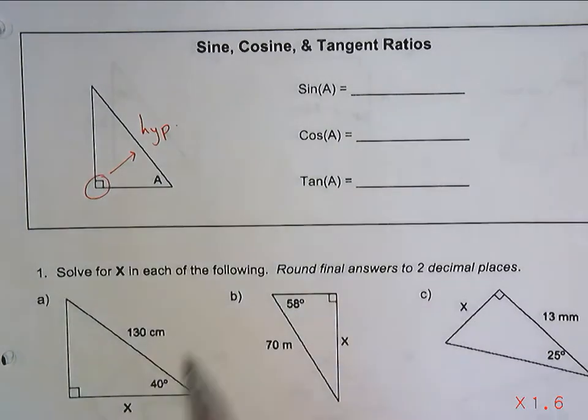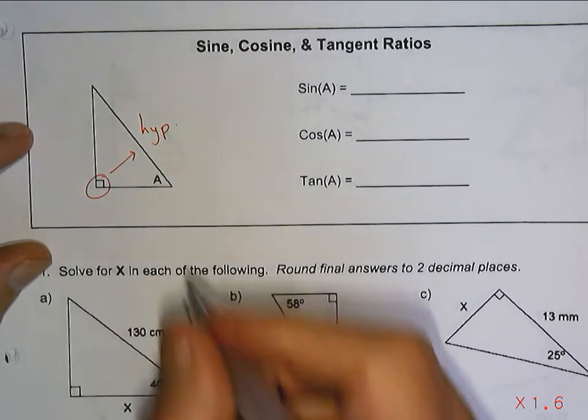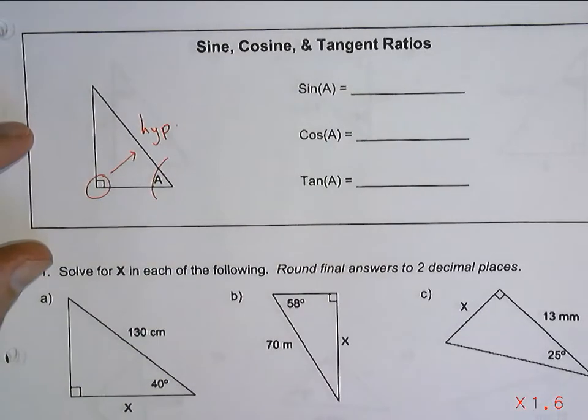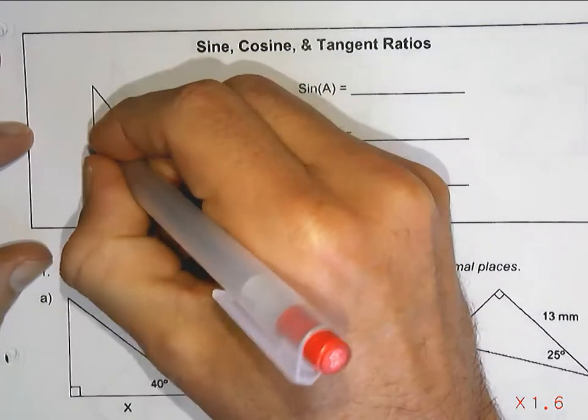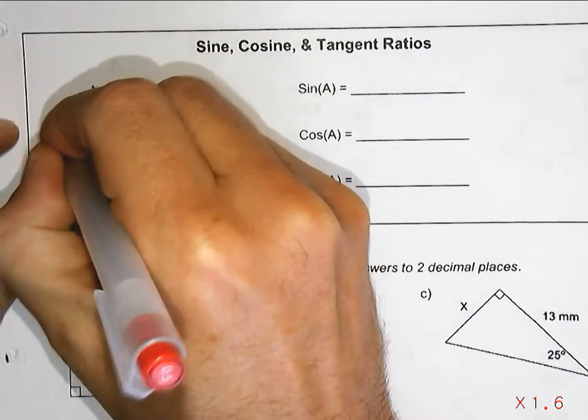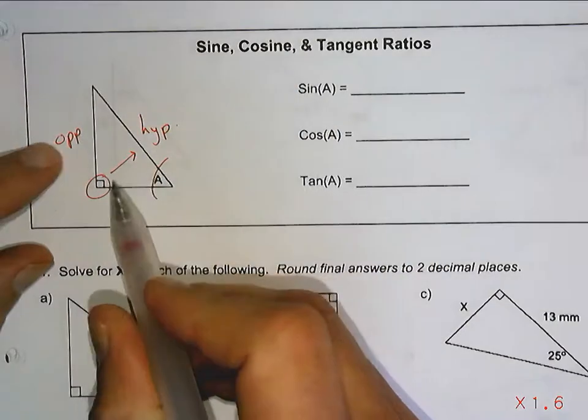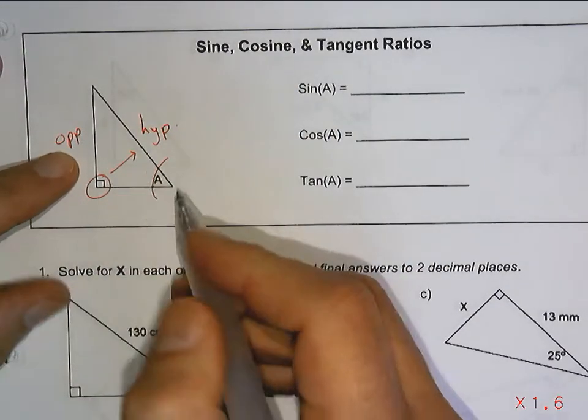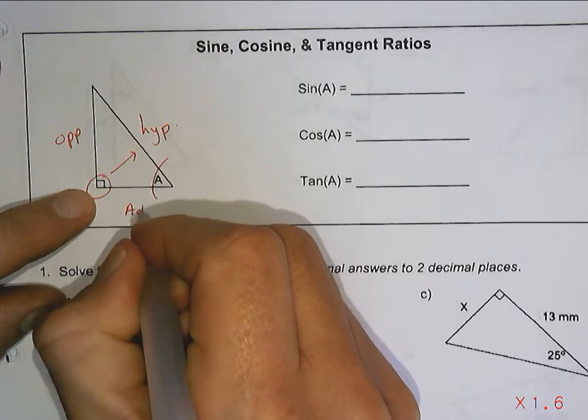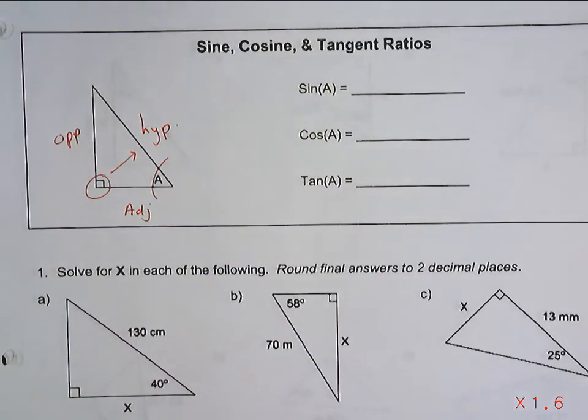Next, figure out which angle we're working with. We're working with angle A. So that means that this will be the side opposite A. So that is the side that's opposite the angle A, and this is the side that's adjacent to angle A. You need to be able to figure that out, and it needs to come naturally.